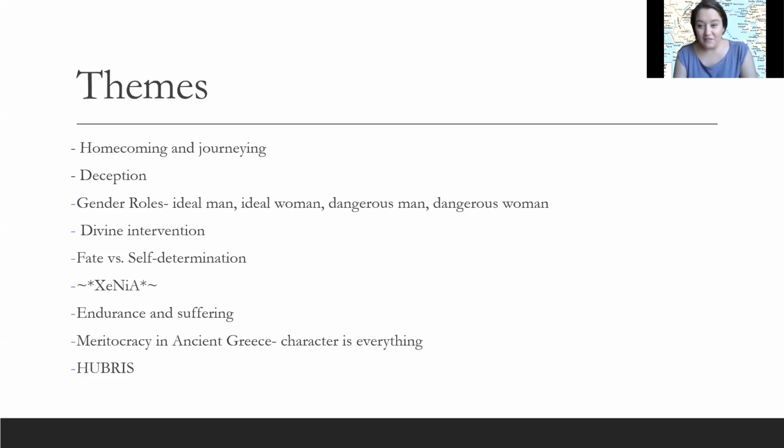The idea of fate versus self-determination. This piggybacks a little bit on divine intervention. Are the characters in control of their actions? Do they have agency over what happens next? Or is their fate already determined?